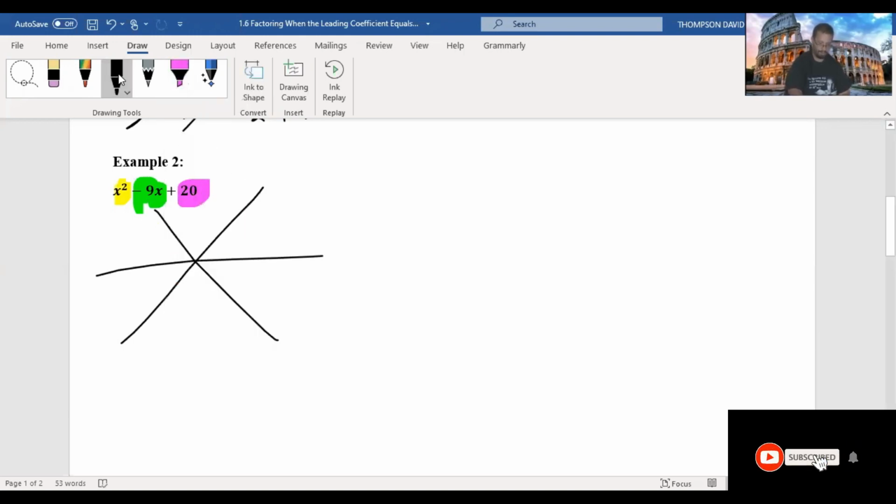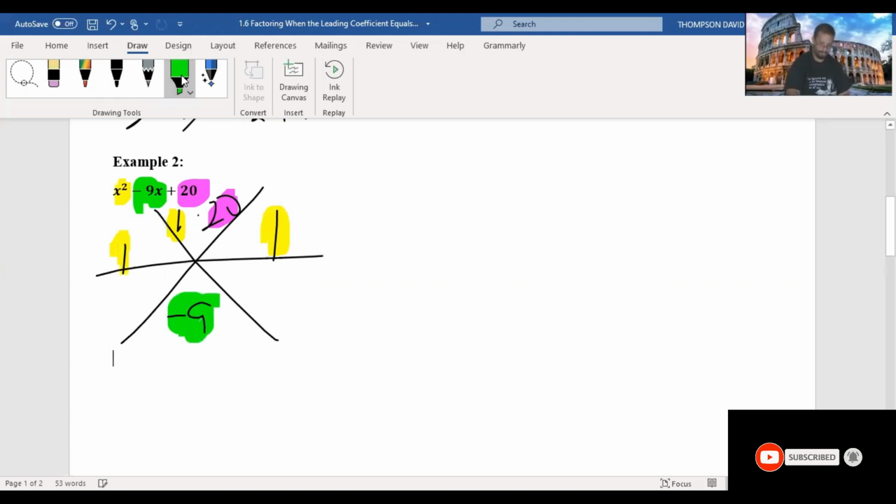So recall, because there's nothing in front of x squared, that should be 1. And then it's going to be 1 times 20. So we'll highlight our 20 in pink, and we'll highlight our 1s in yellow. And then our middle term will go on the bottom, that'll be negative 9. We'll highlight that in green.